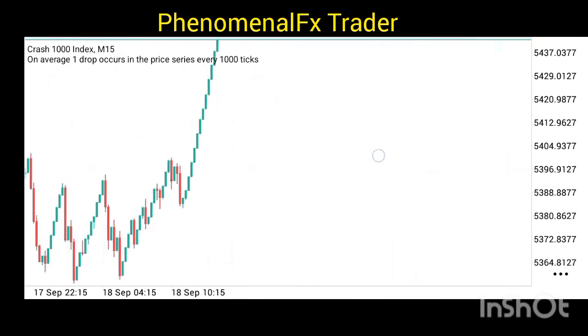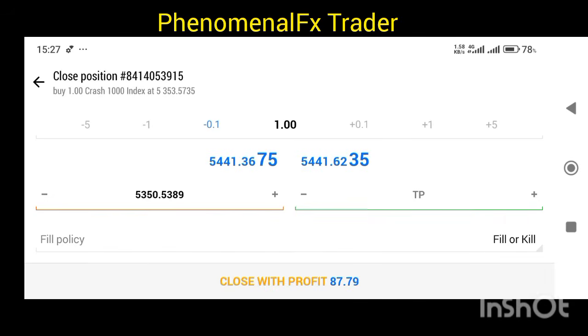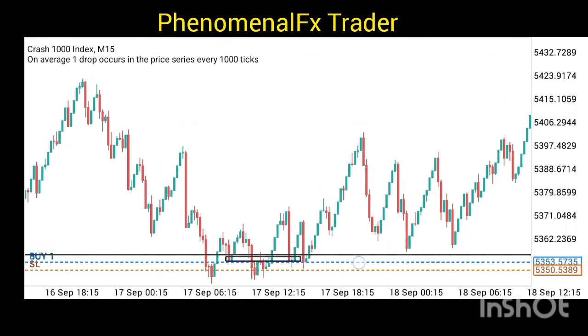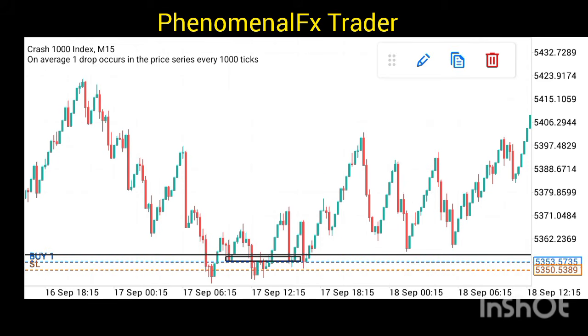Let me see. All right, so let's check my current profit level. You can see my SL is $3 and my profit now is about $87. As you can see, if I tap on one of the trades now, you can see this one, my SL is about $2.96, while I am about 80 something in profit. Yeah, about $87 profit.